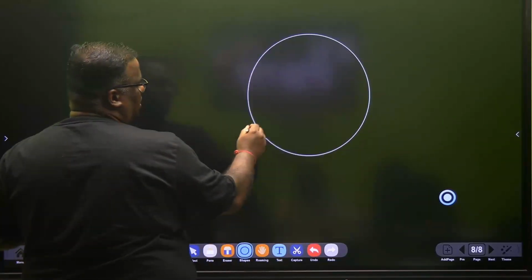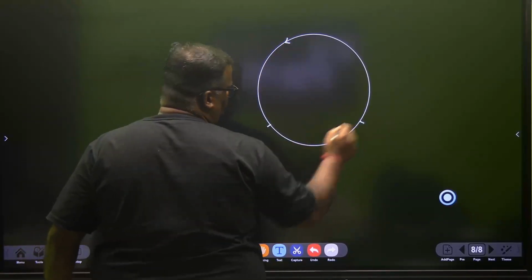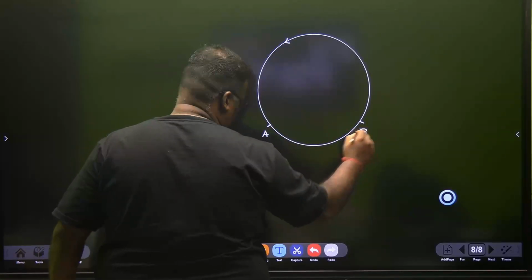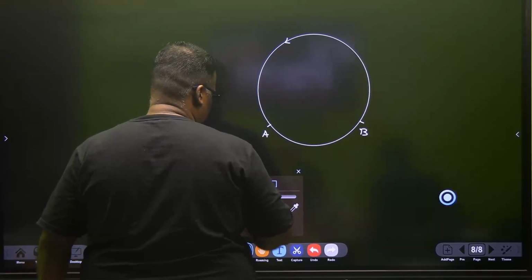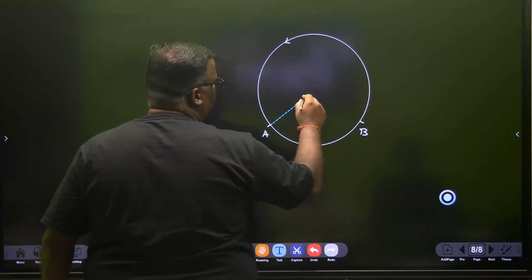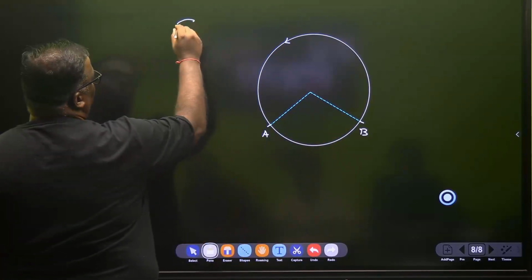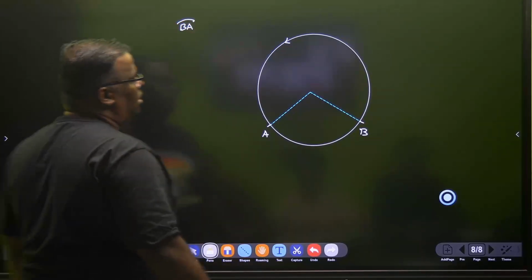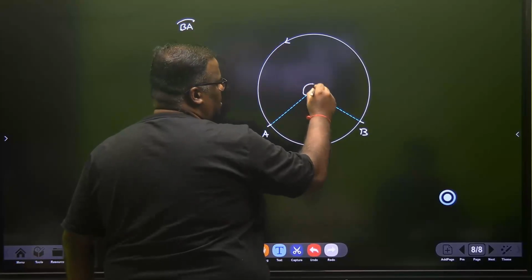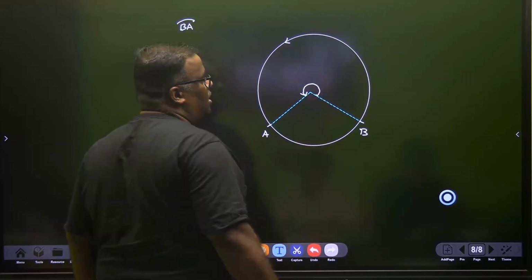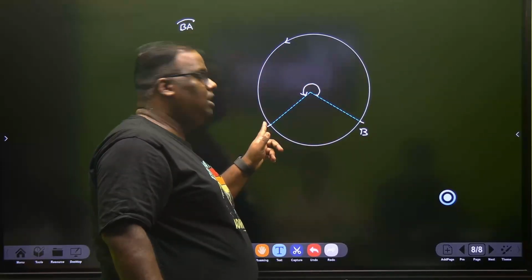So let this be my circle, and the circle is rotating in this direction. Similarly, this is my point A and point B. I am concentrating on arc BA, which is my major arc. This is the angle that BA is subtending at the center. This angle should be twice the angle subtended by BA on any of the remaining portion.